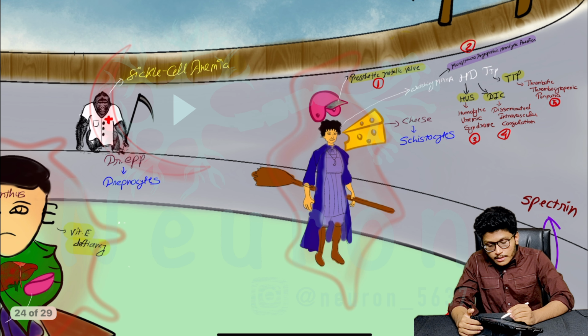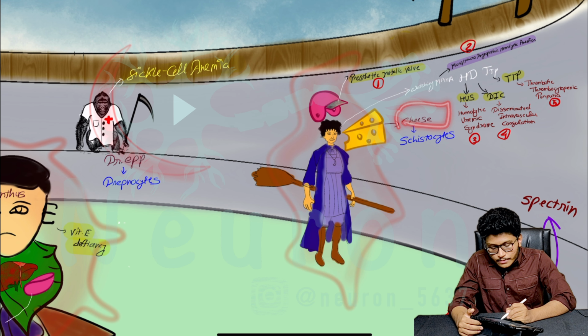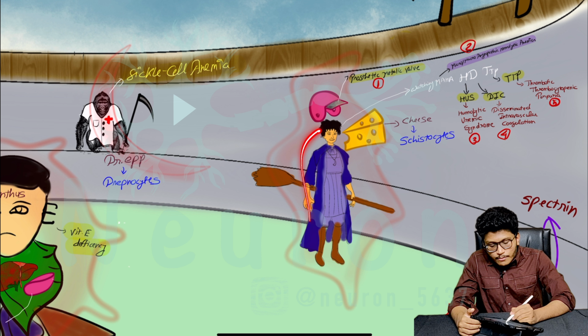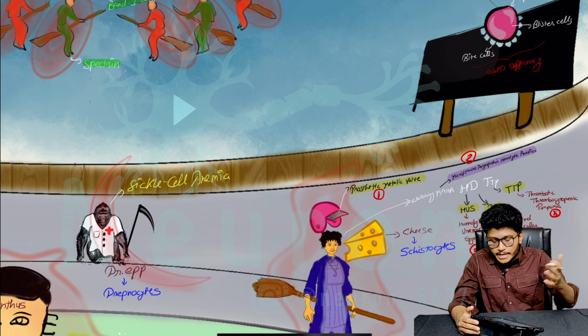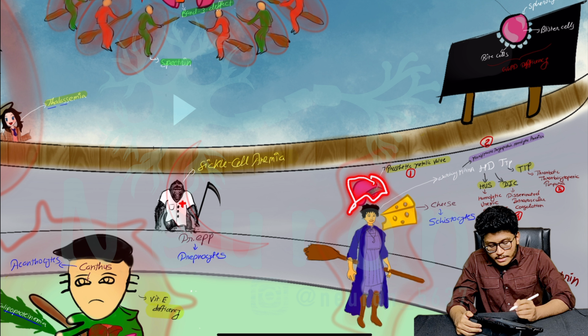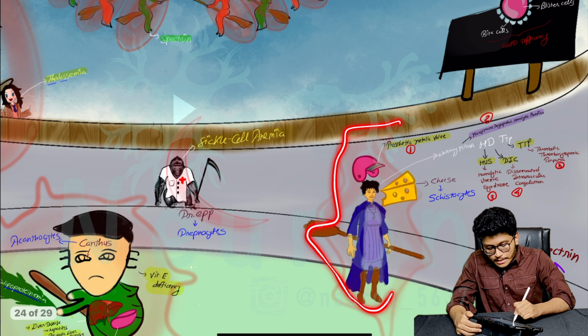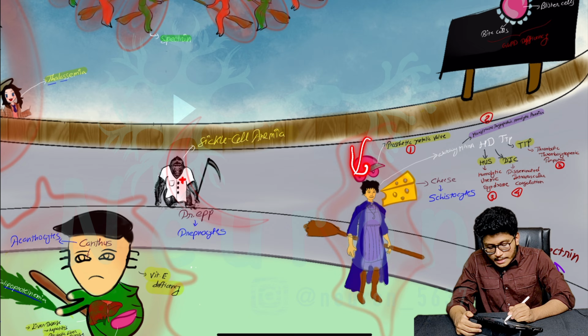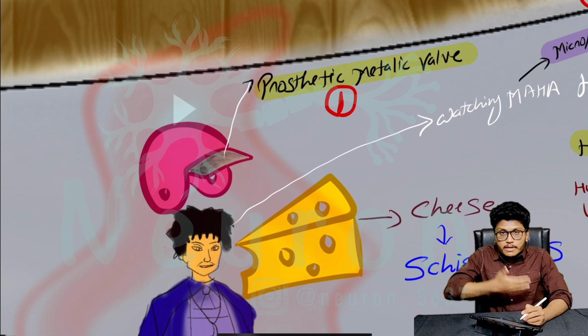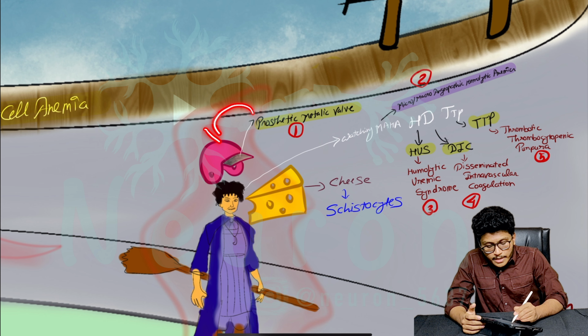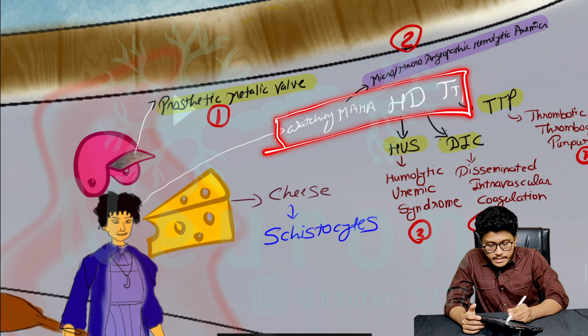So this is the schistocytes. From these you can remember schistocytes. And this is Madam Hooch, the coach of the Quidditch game, and she is watching this Maha HD TV. Maha means big, wearing this helmet for protection. So this is the schistocytes, also known as helmet cells. These helmets have this prosthetic metallic valve to cover the face. So in a prosthetic metallic valve, schistocytes are seen. This Madam Hooch is watching Maha HD TV.